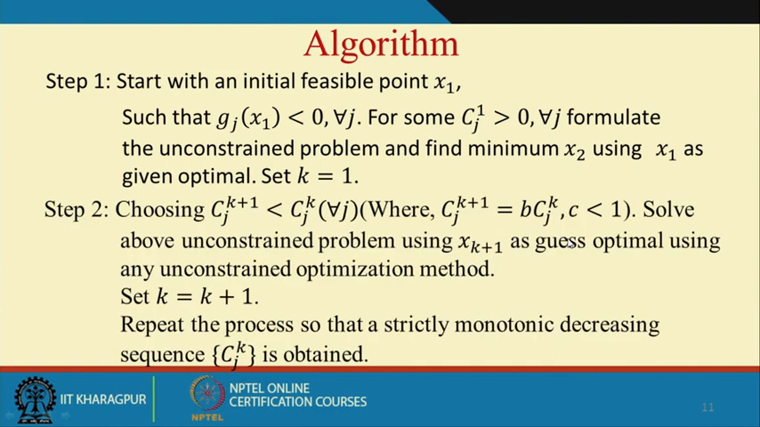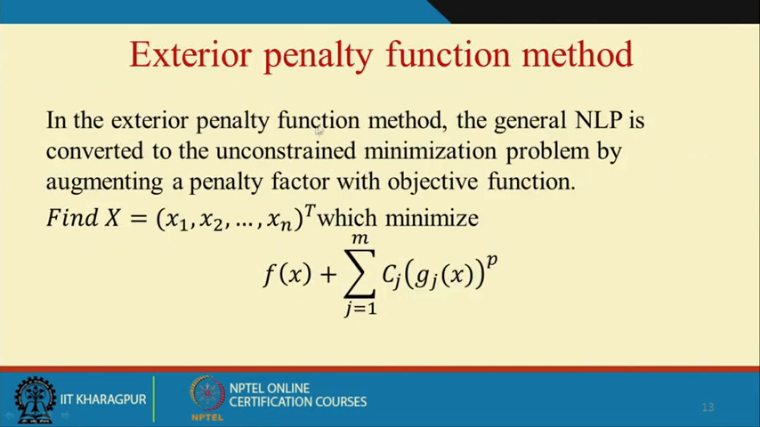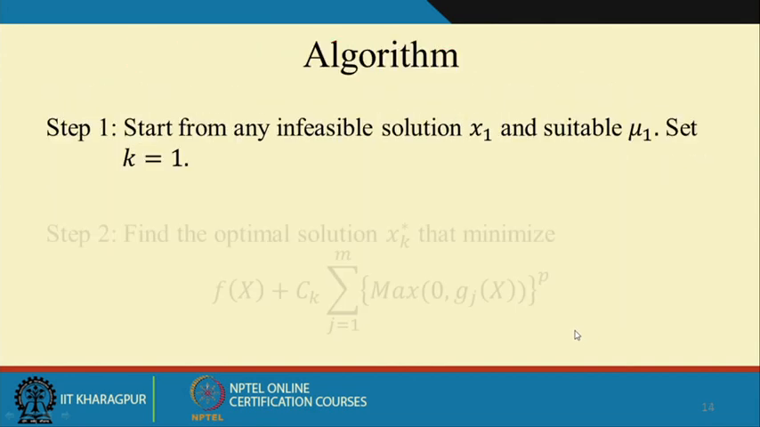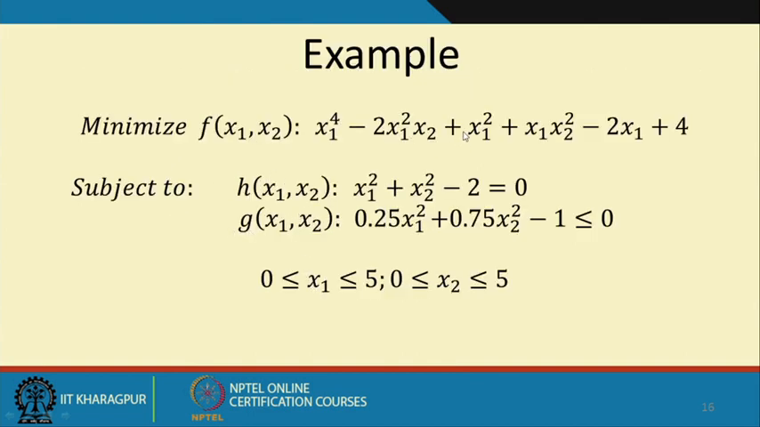The algorithm I have already discussed, and for the exterior penalty function method, the algorithm I have already discussed. The only difference is that here the c values are increasing, whereas for the interior penalty function method the c value is decreasing, and only then can we approach the feasible region. That is the difference. Now, if we have this type of example with us, how to solve it?